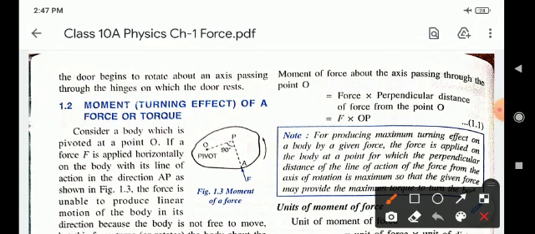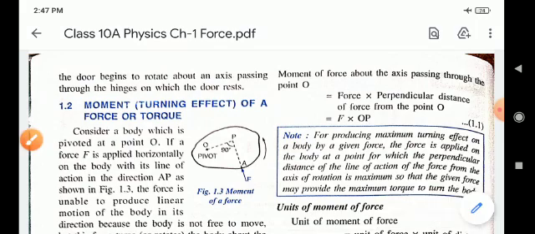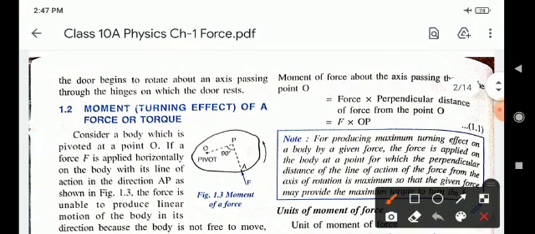That is moment, the turning effect of a force, or torque. We know that torque is defined as the product of force and perpendicular distance between them. That is moment, the turning effect of a force or torque.